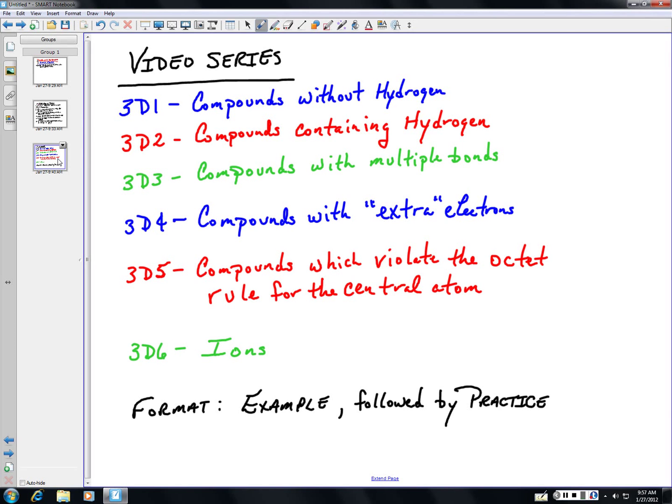And the last one, 3D6, is going to cover ions because we need to practice those. So again, the format's going to be, we're going to work an example. Now, most of the examples we're going to work are the ones on the worksheet that you have assigned with this lesson. There may be 1 or 2 that are a little off, but most of them are on that worksheet. And then we're going to follow, like I said, with a practice one. I'm just going to write the formula for you, let you practice it, and ask you to come back and check your drawing with the one that I've done to see if you're right. Okay, well that's going to end this one, and we'll get on to the video series then.